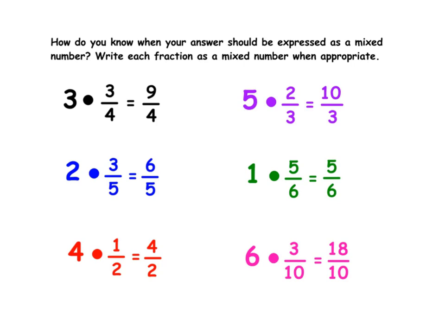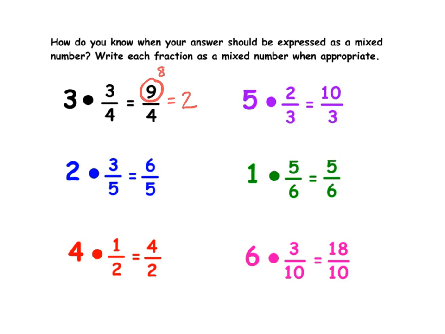For most of these answers, they are improper fractions. We talked about what improper fractions are last week. It's when you have the numerator equal or greater than the denominator. Here I have 9 is greater than 4, and so I can write that as a mixed number. 4 divides into 9 2 times because 2 times 4 is 8.